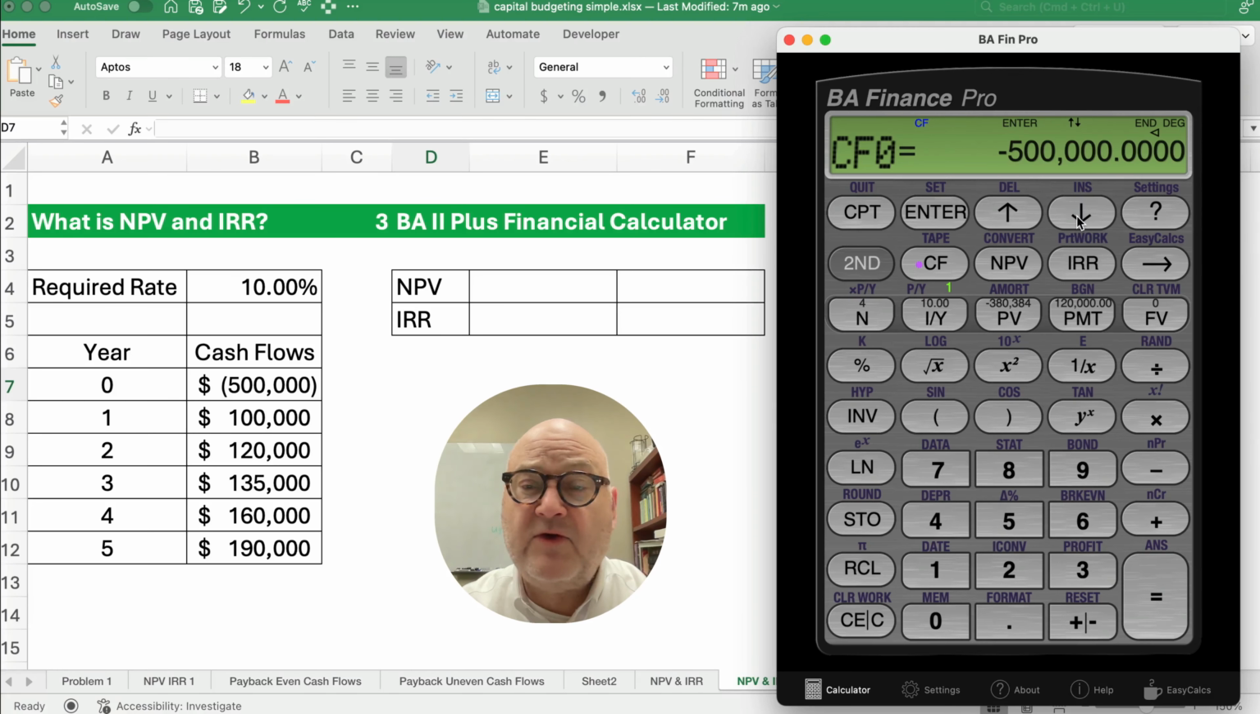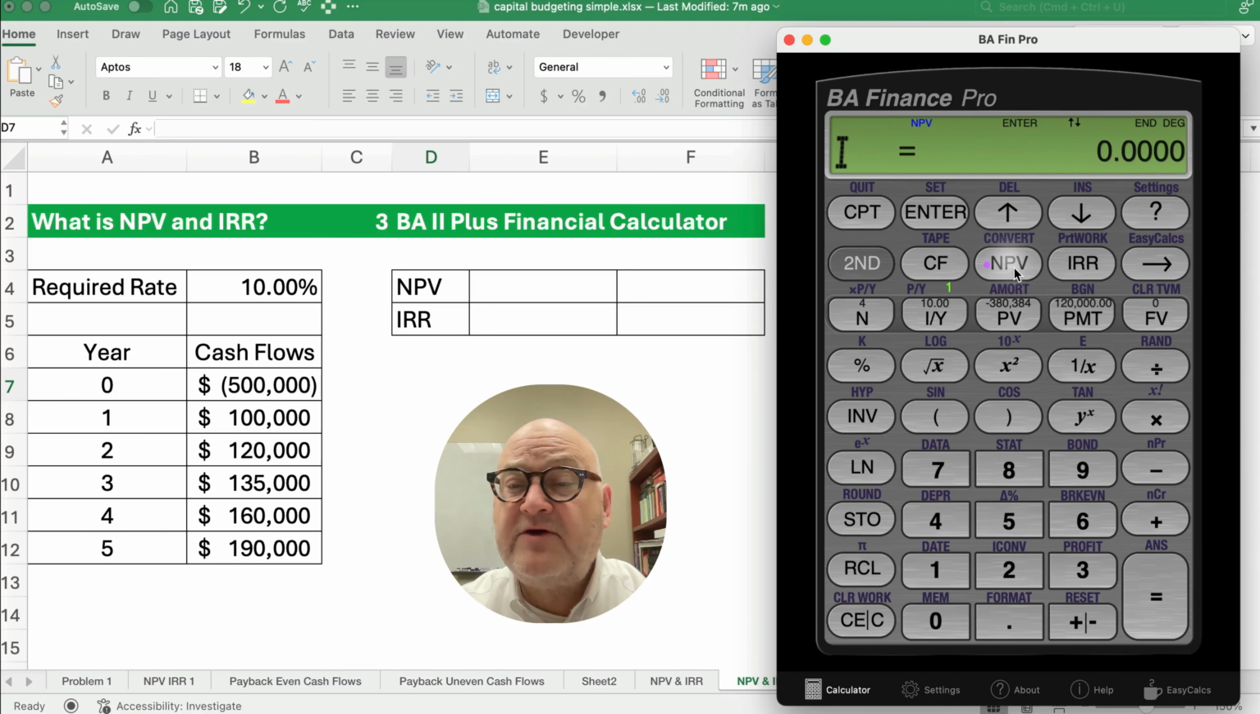So let's review our entries here. 500,000 is the cash flow period 0 rather. Period 1 is going to be 100,000. Cash flow period 2 is 120, then 135, and then 160, and 190. Okay, so we've entered the cash flow in this register right here.